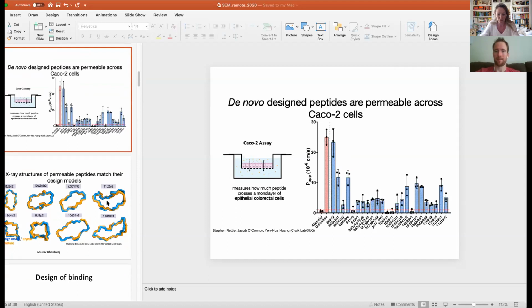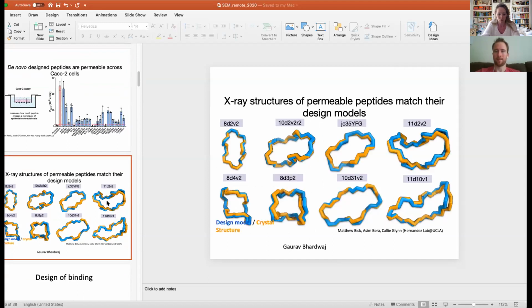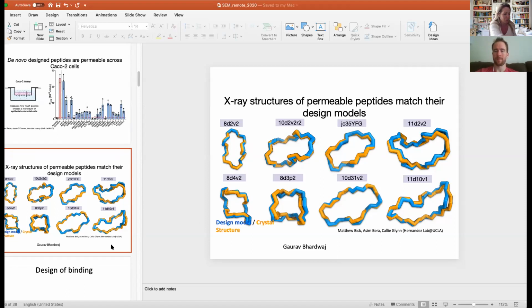What's exciting is that we can design these things, and not only do they get across membranes, but we can design them very, very accurately. This shows crystal structures comparing the designs we make on the computer to the actual structures. You can see they come out very close. Now that we can design these new compounds very accurately and get them to go across membranes, it opens up new avenues towards orally available drugs. And so now what we're doing is incorporating binding functionalities into these for targets of interest.